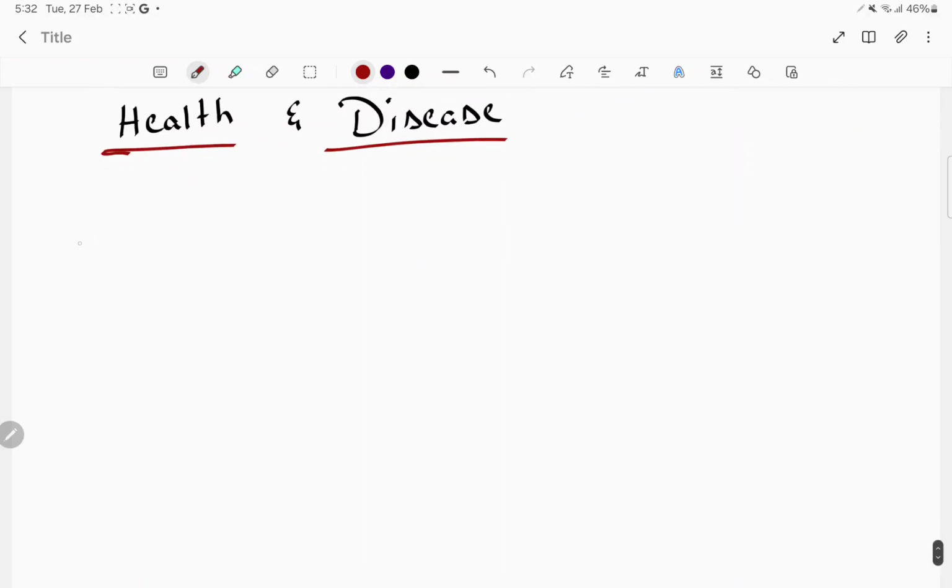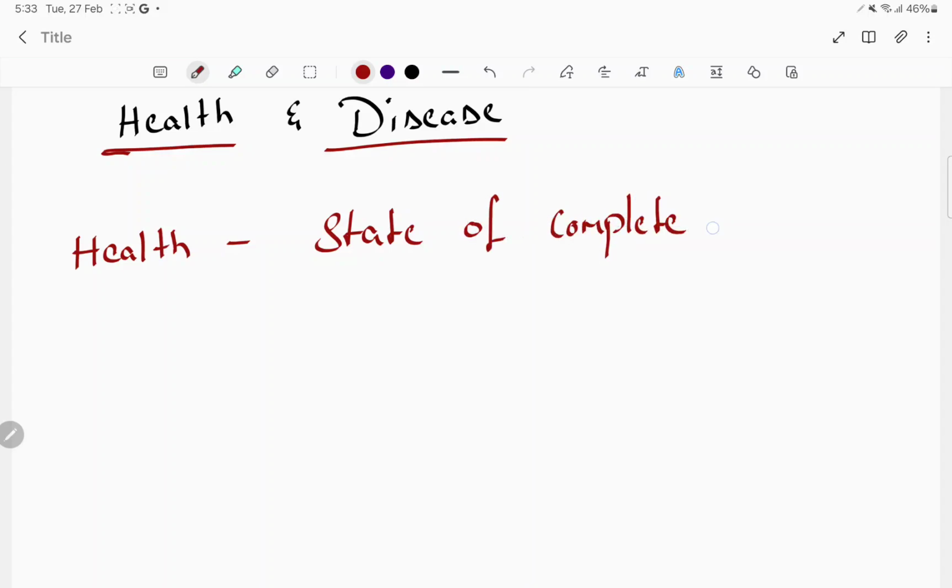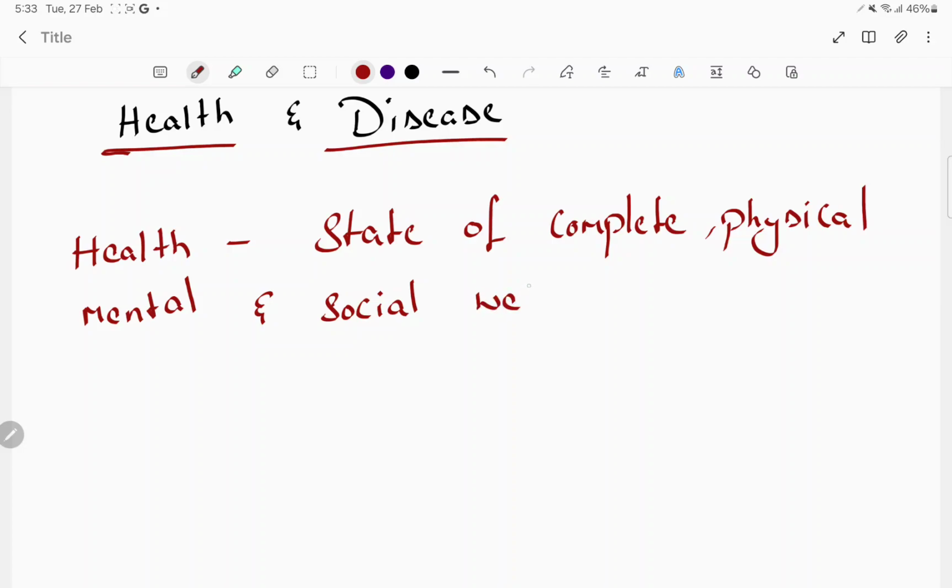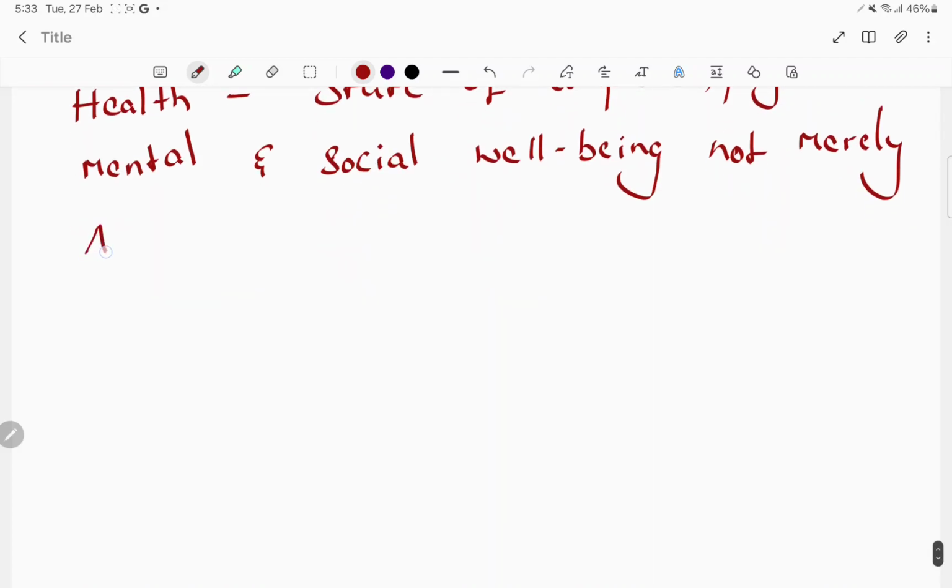So, what is the term health? Health is defined as the state of complete physical, mental, and social well being, not merely absence of disease.